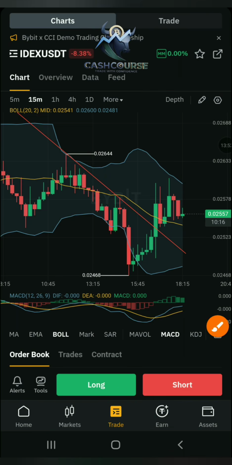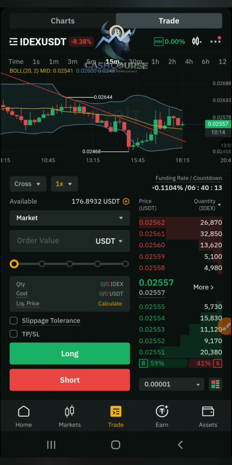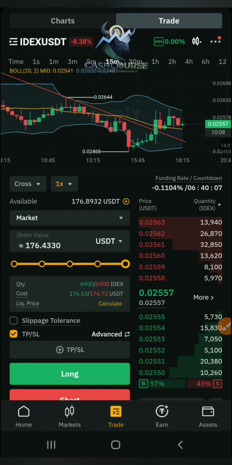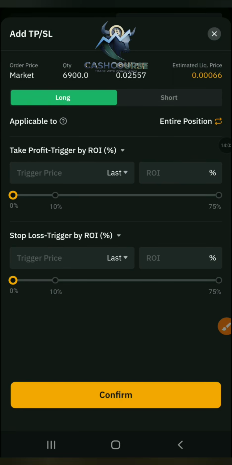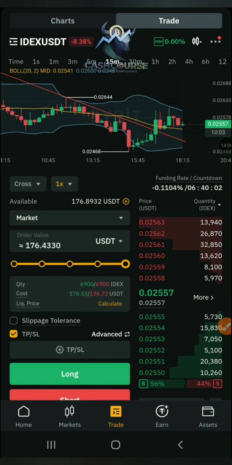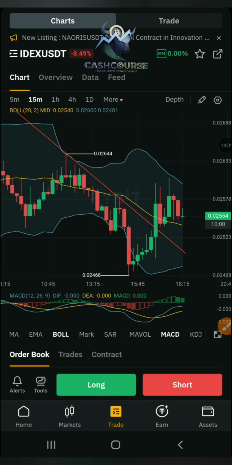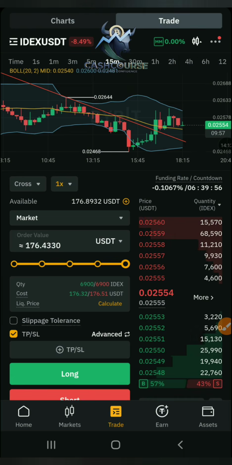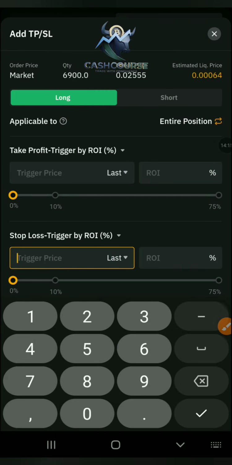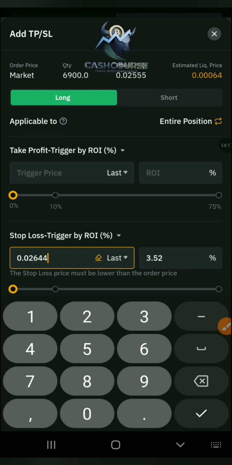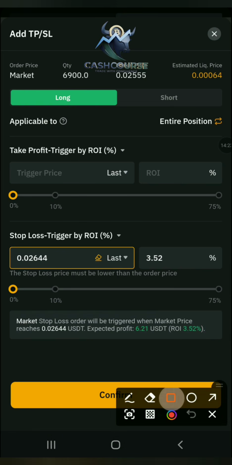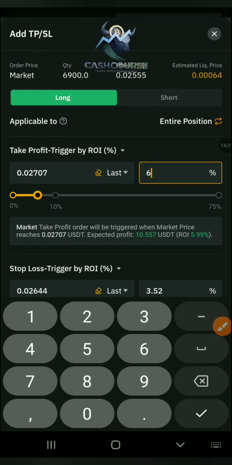Now let's go over to the trade section. I'm just going to use all the money on this trading account and set my stop loss at the previous high, 0.02644. So I'm risking 3% right here. And then my take profit is going to be anywhere between 5 to 6%, so I'll just come over here and input 6%.